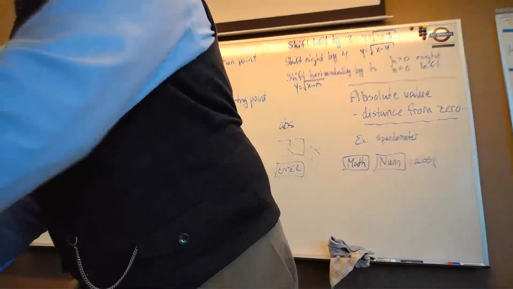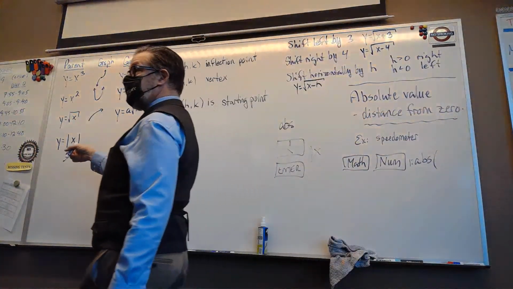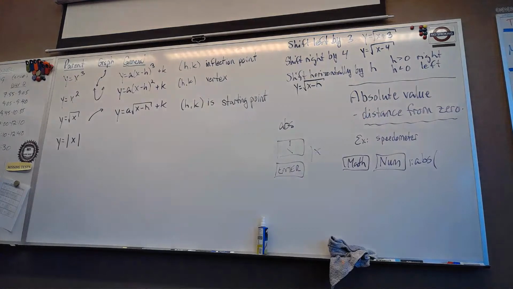I want you to get y equals absolute value of x in Desmos. And then I want a full investigation. Table, graph, intercepts, domain, range, all that good stuff.